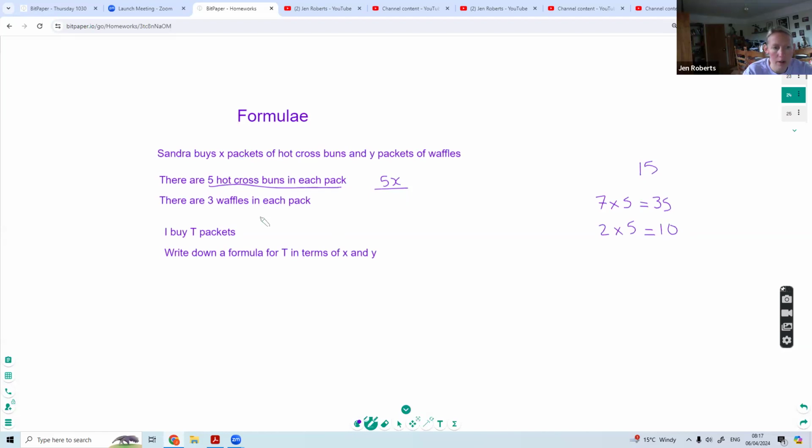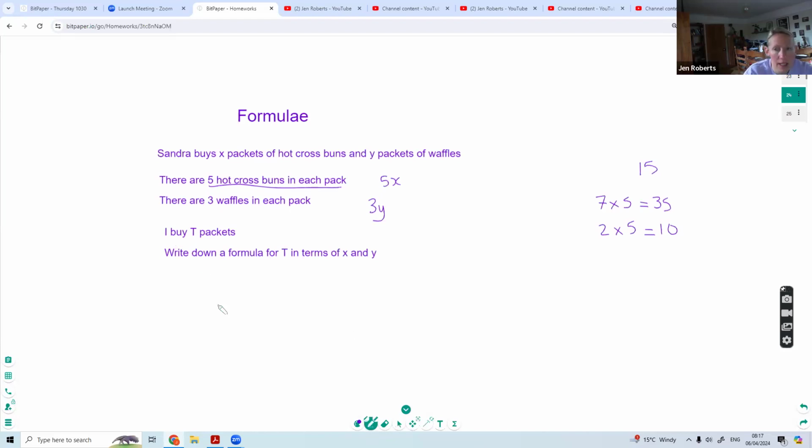Okay. Similar for waffles. She's got 3 waffles in each pack. If she had 8 packets, 8 times 3 is 24. She'd have 24 waffles. If she'd have Y packets, how many waffles would she have? Well, 3 times Y is 3Y. She'd have 3Y waffles. The packets are unknown, but what we definitely know is to get the number of waffles, you have to times it by the amount of packets.